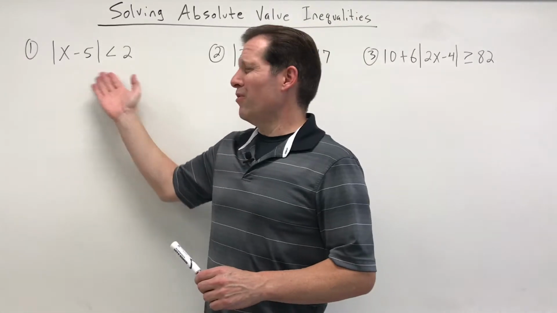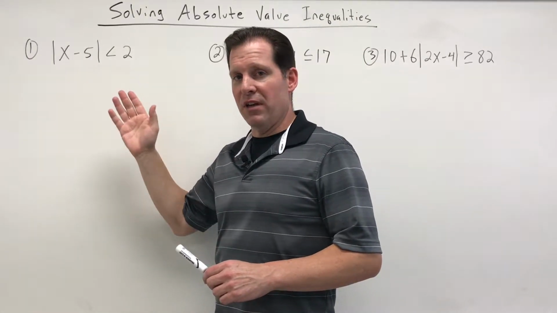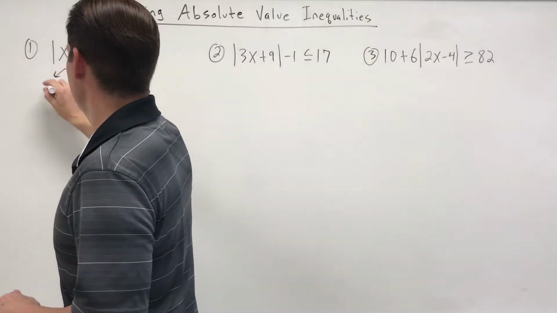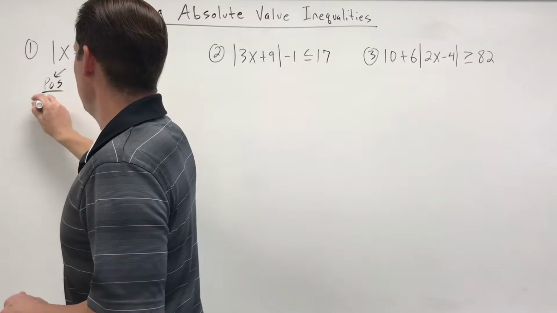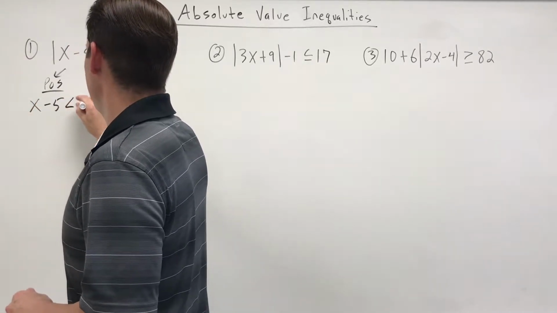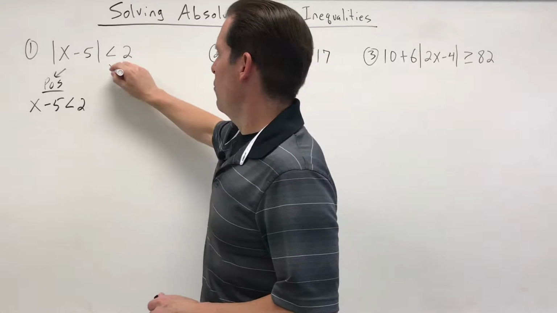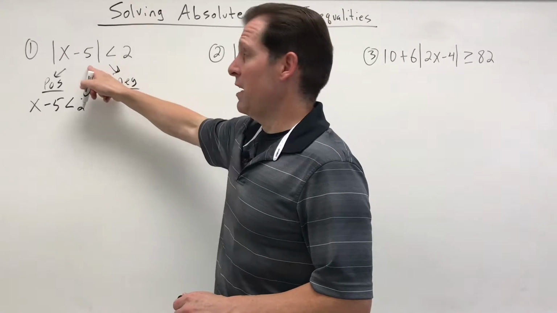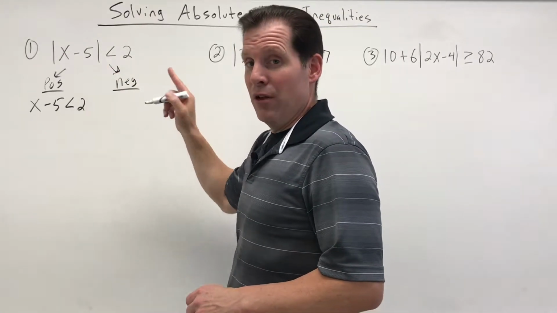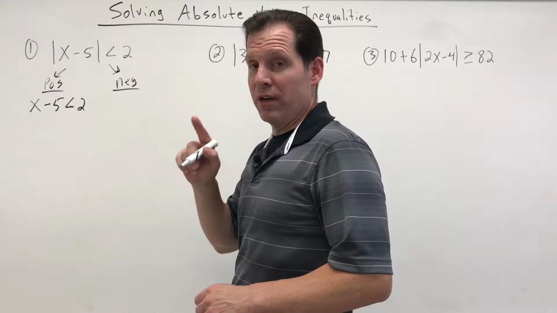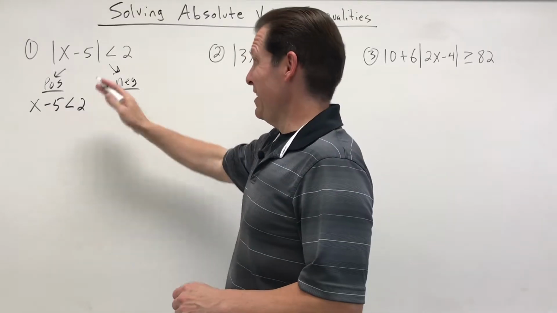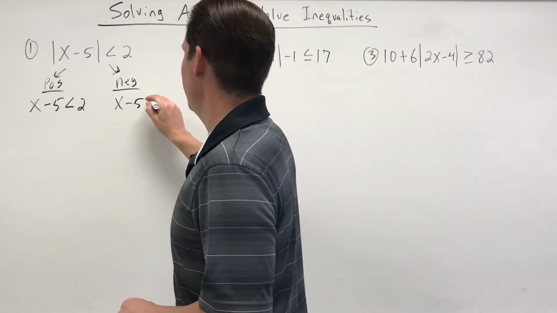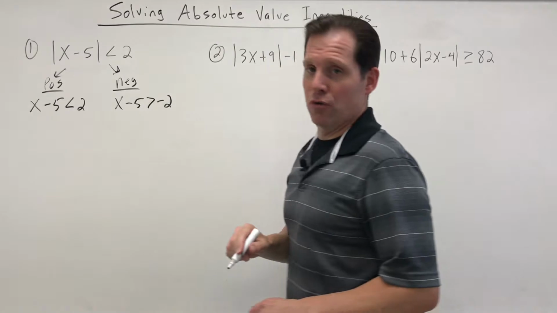Now, remember that you want to isolate the absolute value before you set up your positive and negative case, but that's already done here. So we can go ahead and just set up our positive and negative case. So this would be x minus 5 is less than 2. And then for our negative case, that's where you got to be careful, because remember, when you get rid of the absolute value, you negate the right side, but because it's an inequality, when you multiply or divide by a negative, you got to flip the inequality. So when we negate the right side, we got to flip that inequality. So this is going to be x minus 5 is now greater than negative 2.